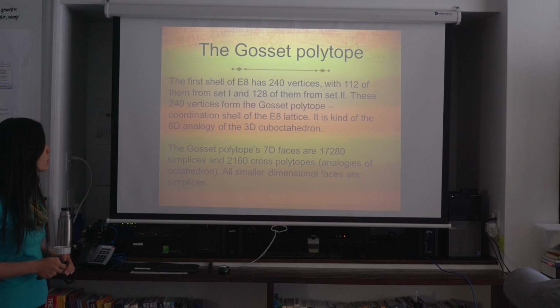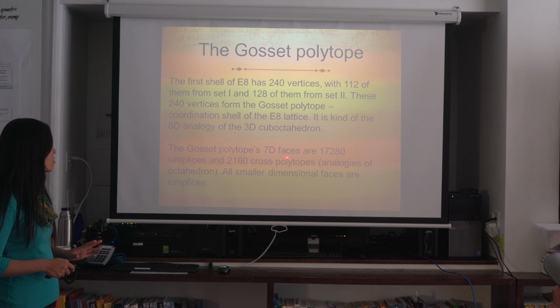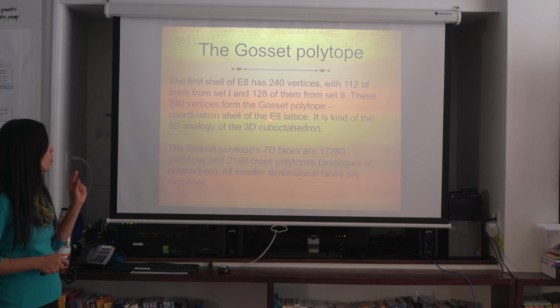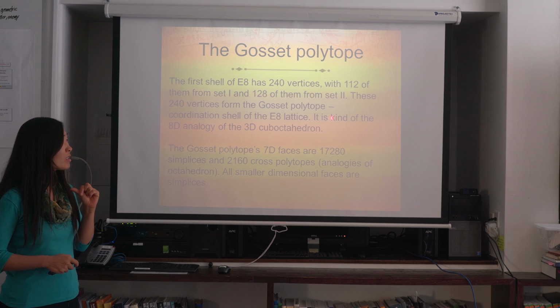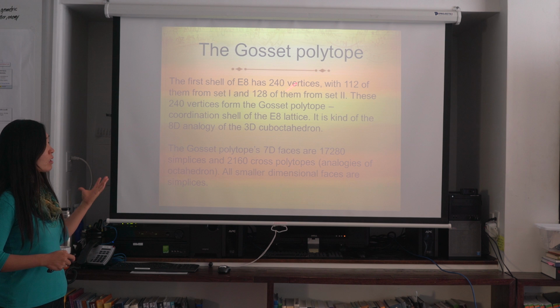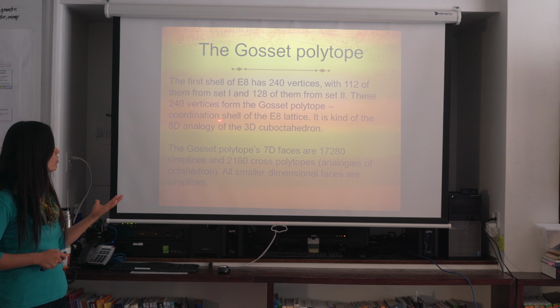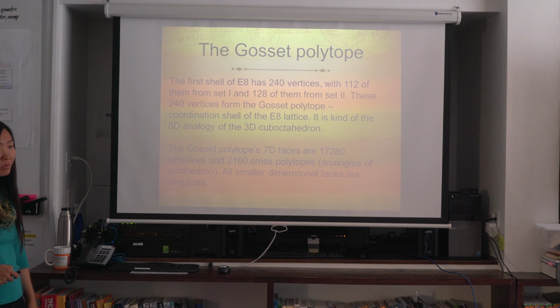Okay, so the Gosset polytope, they call it the coordination shell of the E8 lattice. It is kind of the 8-dimensional analogy of the 3-dimensional cuboctahedron. In 8D there is also an FCC lattice, and it has its own coordination shell. I think that would probably be more of an 8-dimensional analogy of the 3-dimensional cuboctahedron than the Gosset polytope. I want us always to juxtapose this view.